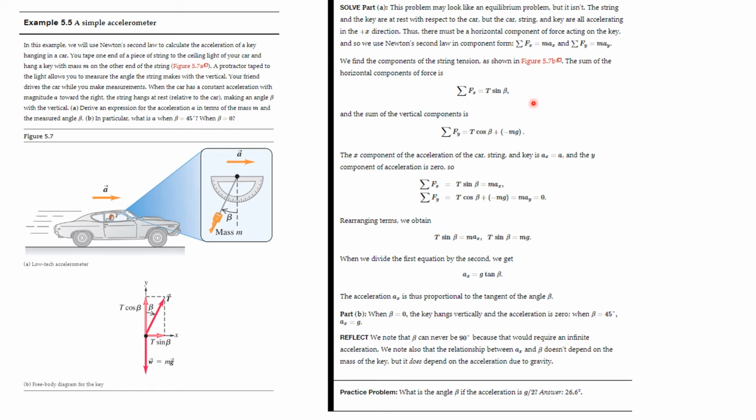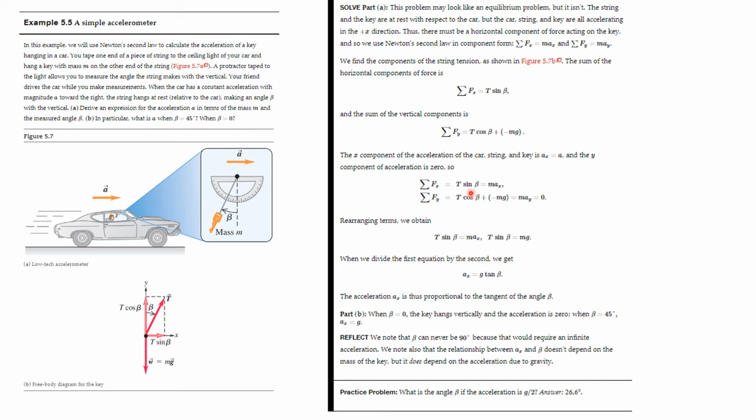Well, we know what we have in the x direction: that is going to be T sine beta. And in the y direction, it's going to be T cosine beta minus mg. So in the x direction that's going to be m times the acceleration in the x direction, and in the y direction this is going to be equal to 0, because those balance. The net acceleration in y is going to be 0.